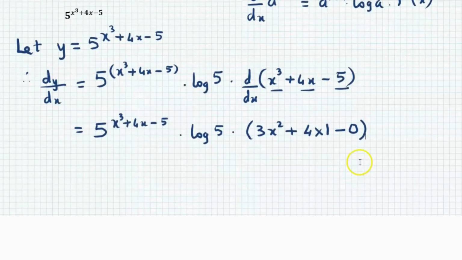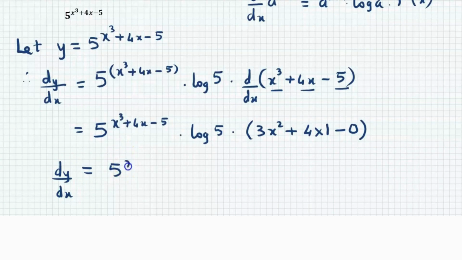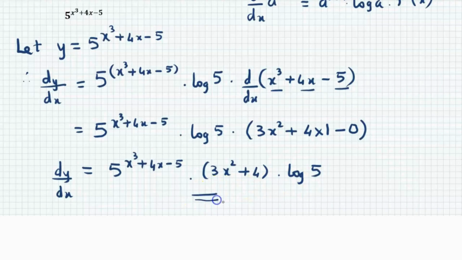So hence our final answer would be, or we could say dy by dx would be 5 raised to x cubed plus 4x minus 5 into, now this bracket is 3x squared plus 4. So into 3x squared plus 4 into, last term is log 5. So this is how you obtain dy by dx.